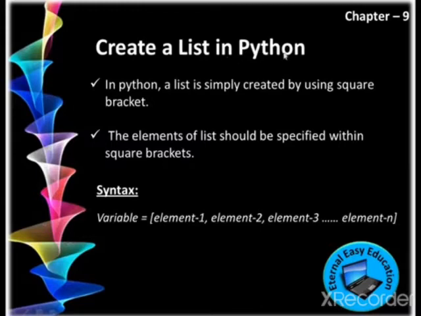How to create a list in Python? In Python, a list is simply created by using square bracket. The elements of the list should be specified within square brackets. Syntax: variable equal to, simply within the square bracket the elements are given. This variable is user defined. There are no special keywords for list.